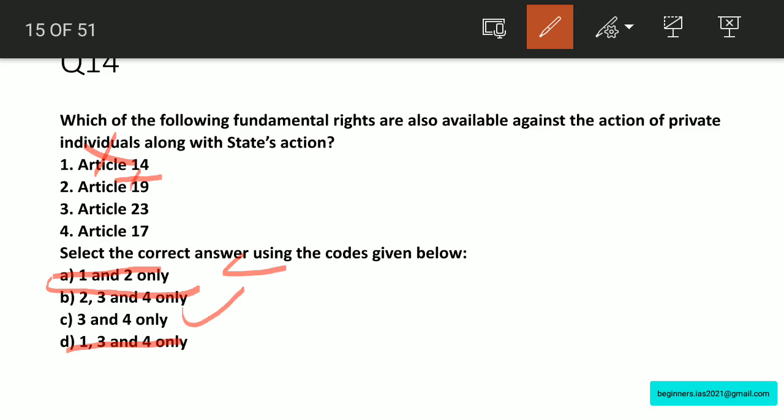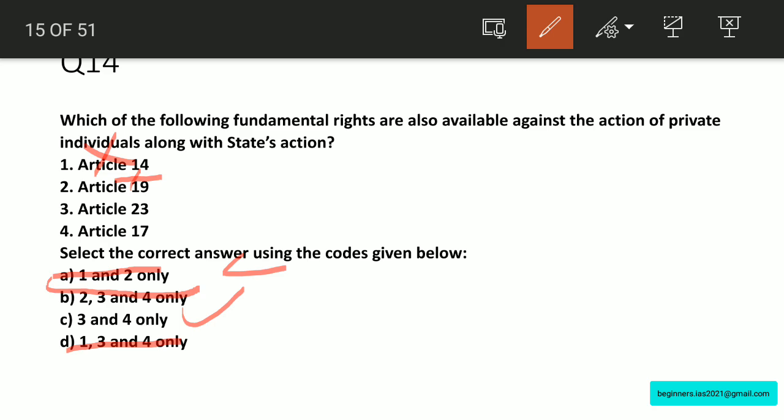So, answer is 3 and 4. Yes. Article 23 and Article 17. Which of the following fundamental rights are also available against the action of private individuals? Yes. This Article 23 and 17 are available against the action of private individuals along with the state action.